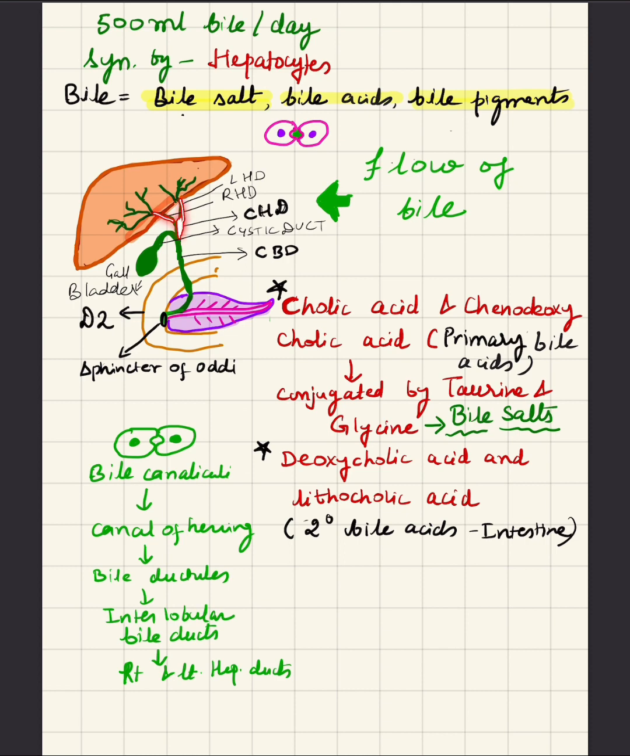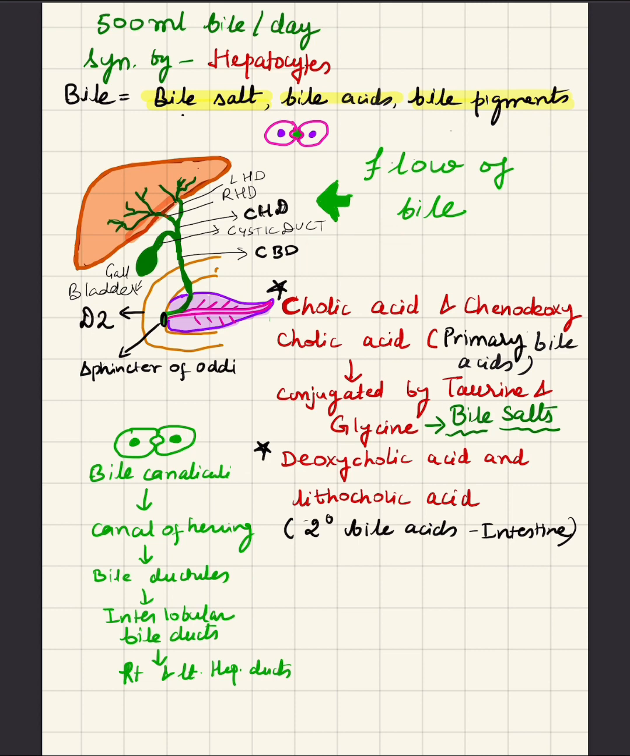Now the bile, after its synthesis, is also stored in the gallbladder. The gallbladder, after the neck, has the cystic duct. The cystic duct will combine with the common hepatic duct, and then it will form the common bile duct. So this is the common bile duct. It is formed from the cystic duct plus the common hepatic duct.